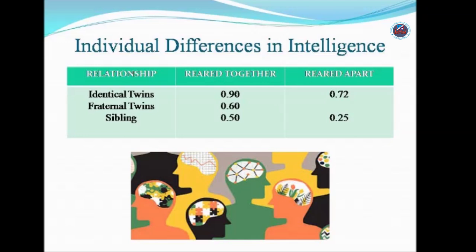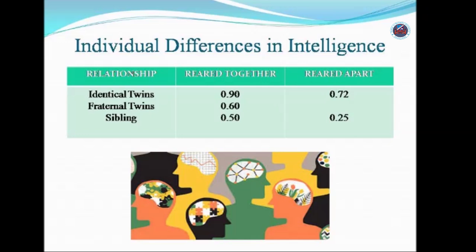In this slide, we can see the table present here. With the help of this table, let me explain the individual differences, or the correlation, in terms of intelligence, understanding the relationship shared between identical twins, fraternal twins, and siblings. Identical twins, if they are reared together, the correlation in their level of intelligence is 0.90. Here, correlation means similarity. But if they are reared apart, their level of intelligence correlates only around 0.72.